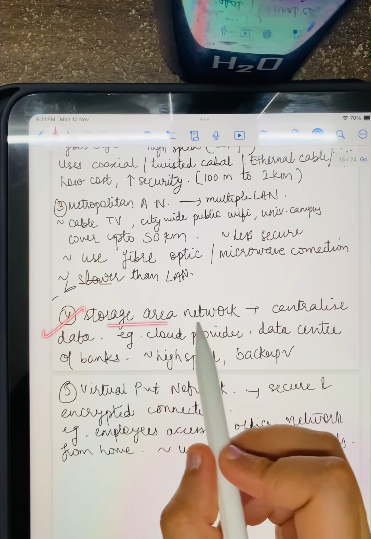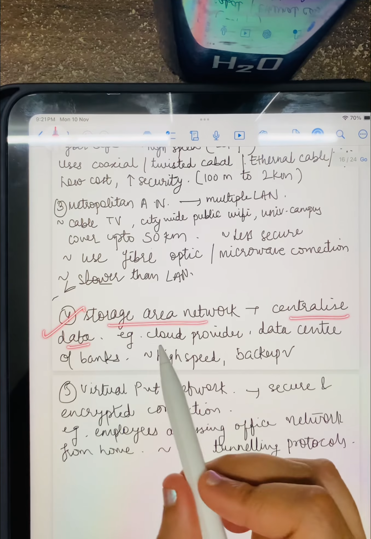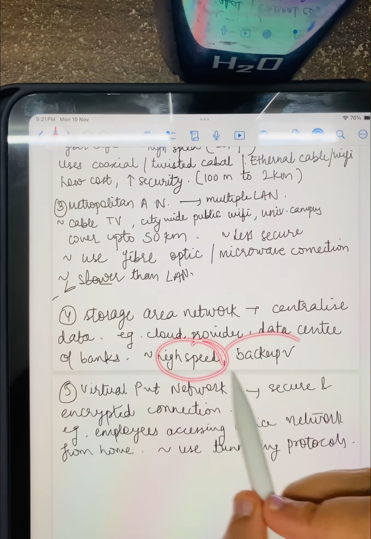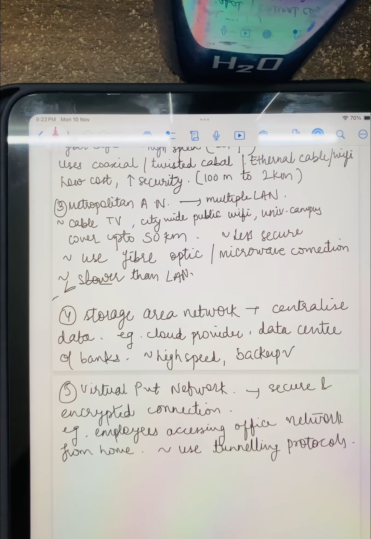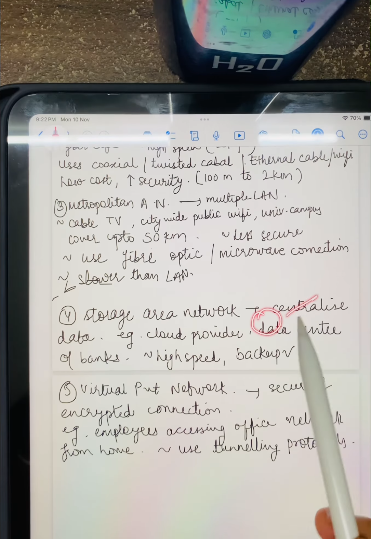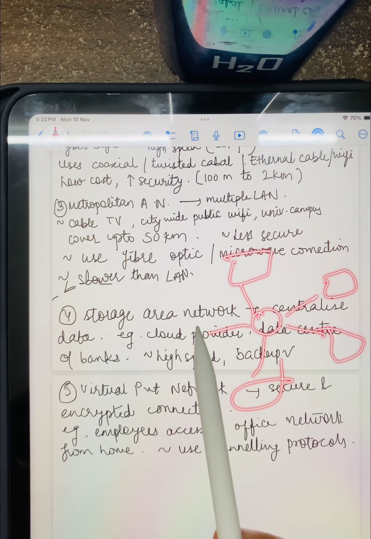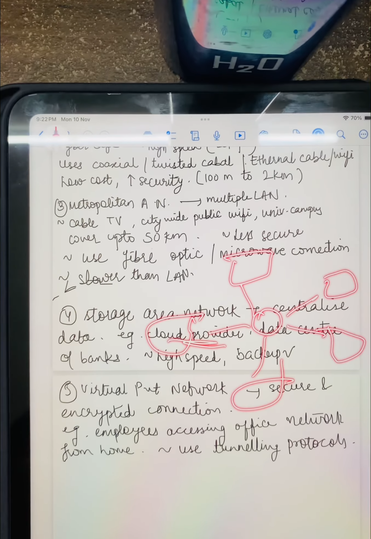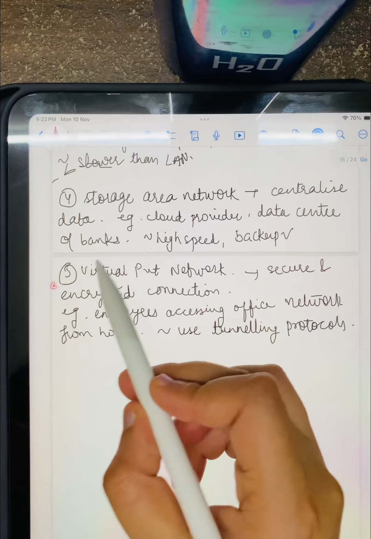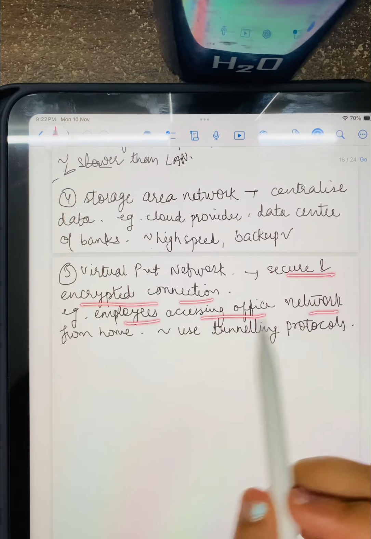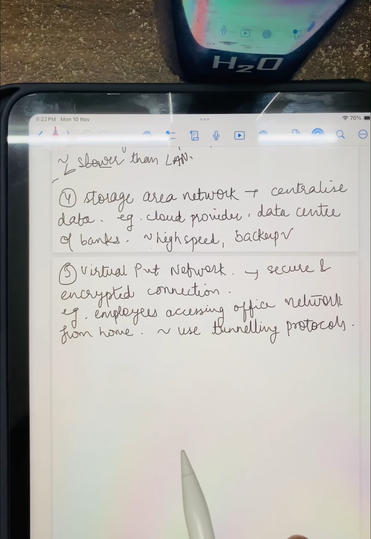Then comes fourth, storage area network. It has centralized data, for example cloud providers and data centers of banks. It is very high speed and it has backup. It has devices connected. Then the virtual private network is a secure and encrypted connection, for example employees accessing the office network from home. It uses tunneling protocols.